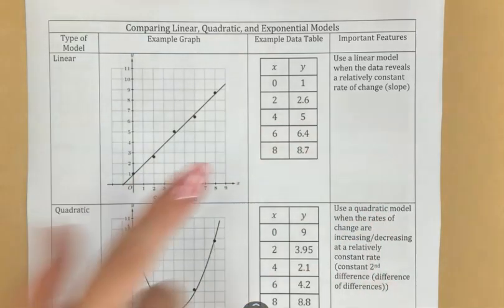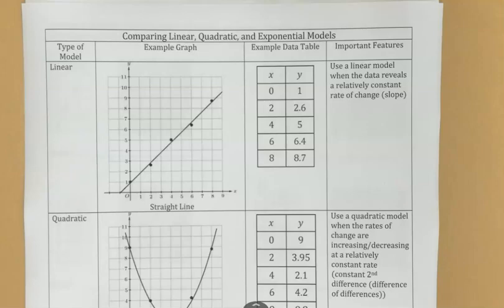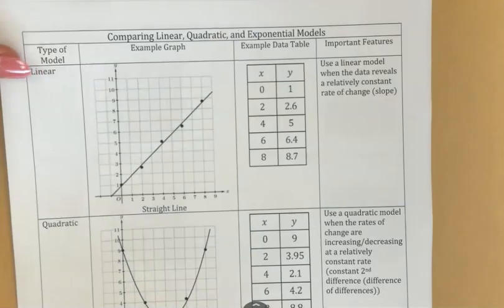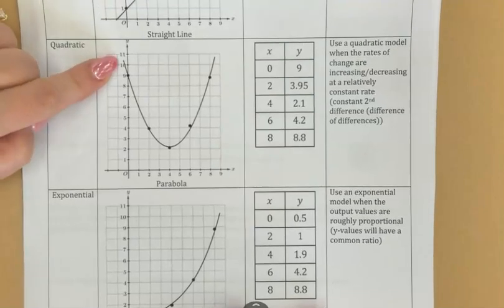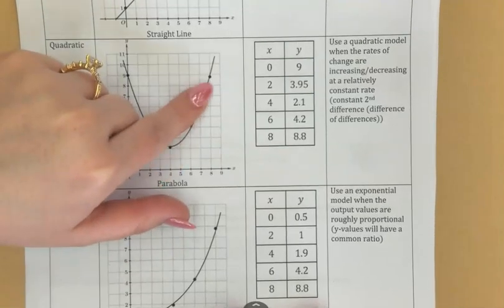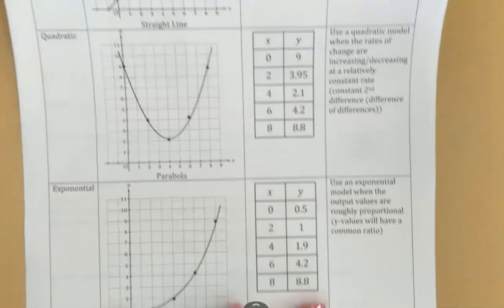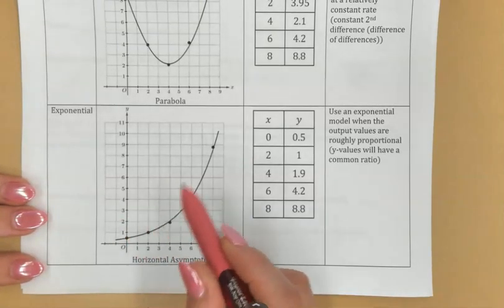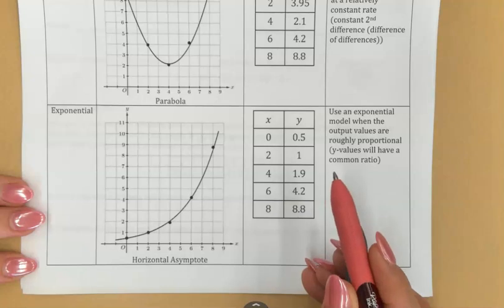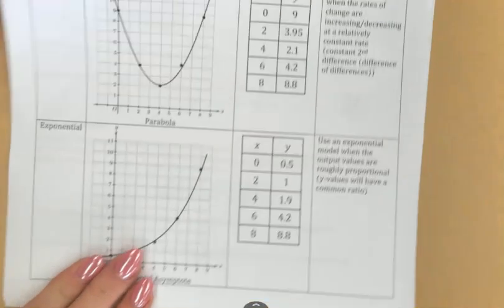But quick overview. For a linear graph, we've got a straight line and we have a relative constant rate of change, aka our slope. Quadratics are parabolas, so we either go from decreasing to increasing or vice versa, and our second differences are the same. And then lastly, exponential, we've got that horizontal asymptote. We're either growing or decaying, and the successive y values will have a common ratio, is another way that we can identify when we've got exponential.